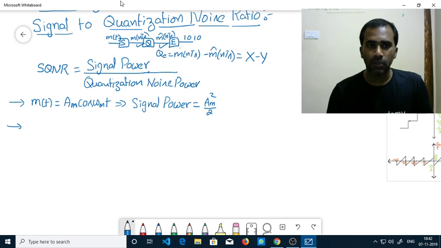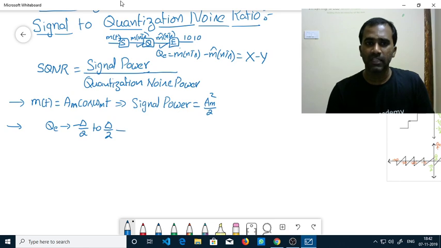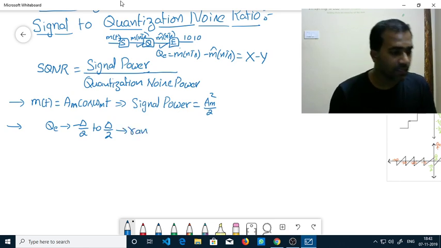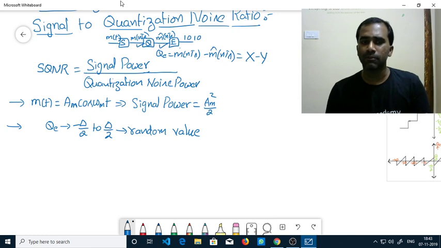Second thing: quantization noise power. We want to understand quantization noise power. Quantization error means quantization noise voltage. This is a voltage, and it varies from minus delta by 2 to plus delta by 2. Is this quantization error voltage a deterministic value or a random value? It is definitely a random value, because we don't know at any point of time what the error will be. Error can be anywhere in this range.